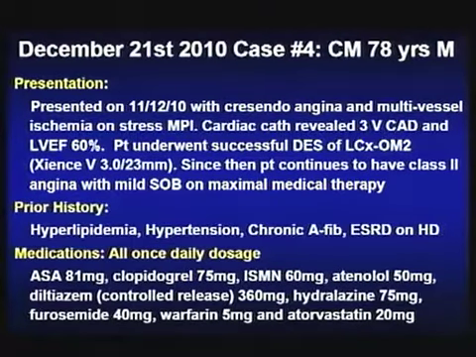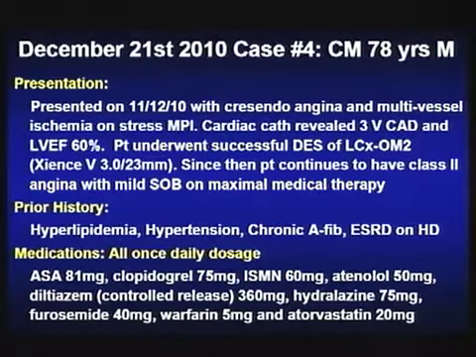Now this actually highlights some of the technical challenges and what we are doing at present with the patients. If I start with this case, it actually presented in early November with crescendo angina and multi-vessel ischemia on stress MPI. Cardiac cath revealed 3-vessel disease and EF of 60%. And I'll show you the angiogram in a few seconds.